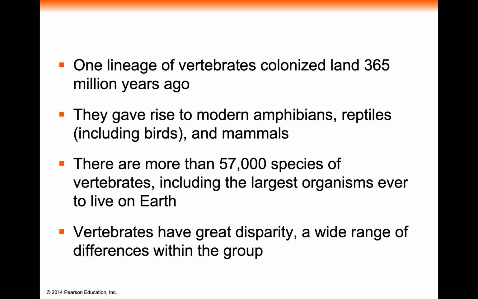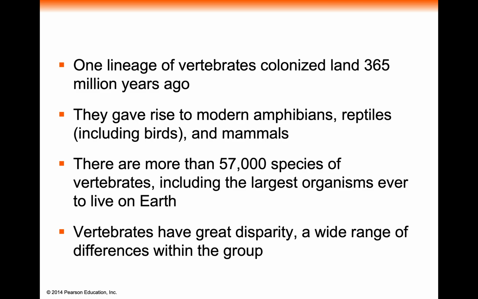So there are more than 57,000 species of vertebrates, which again pales in comparison to the beetles, but it's still a really large and successful group, successful in terms of diversity and number of niches that they fill, including the largest organisms to live on Earth. So that's another thing, the largest animals to ever exist are the vertebrates.